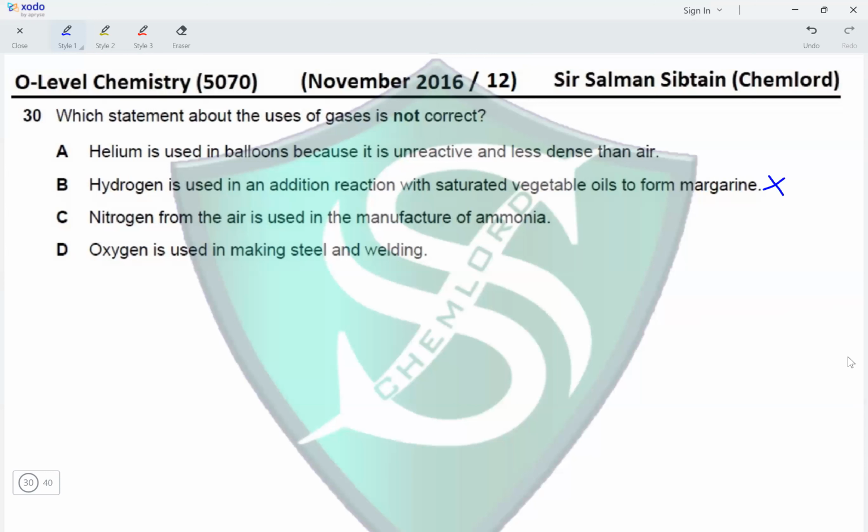Nitrogen from the air is used in the manufacture of ammonia. Yes, this is correct. Oxygen is used in making steel and welding. Yes, this is also correct. So we were supposed to pick the use of a gas which is incorrect. So hydrogen being used in an addition reaction with saturated vegetable oils is incorrect, making option B the correct option for this question.